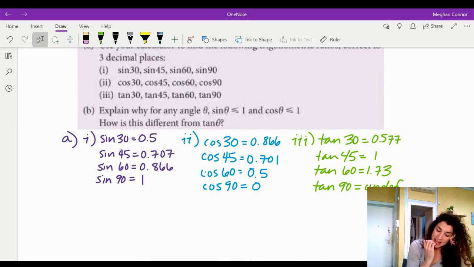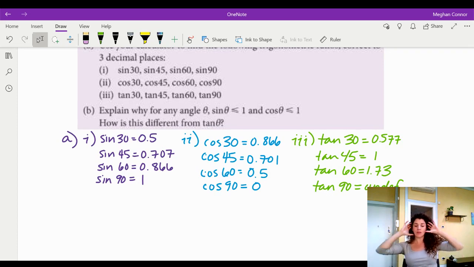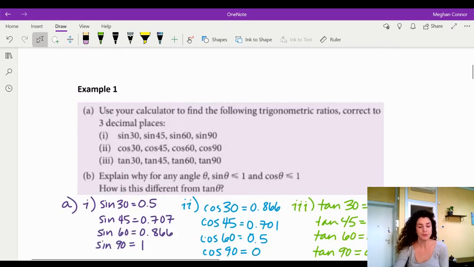Explain why for any angle theta the sine and cosine are both less than 1. How is this different from tangent? So how we know that this will always be less than 1 is because we're looking at the relationship of side lengths of right triangles.